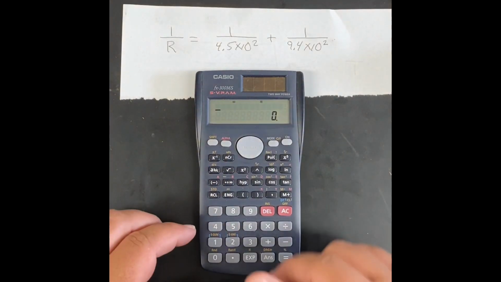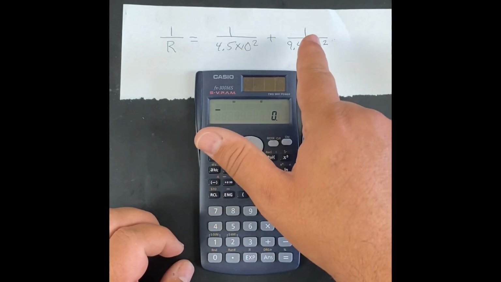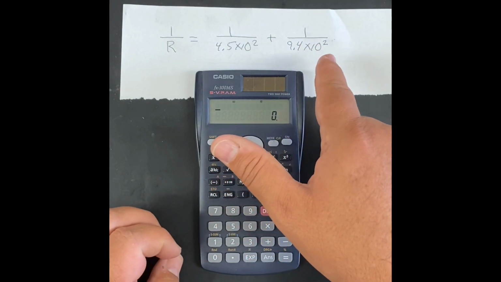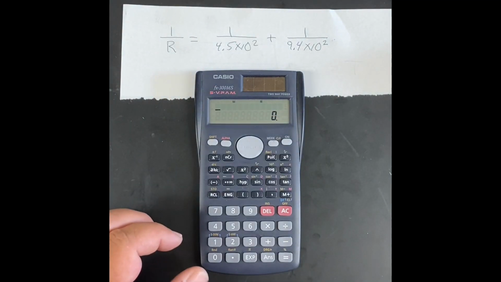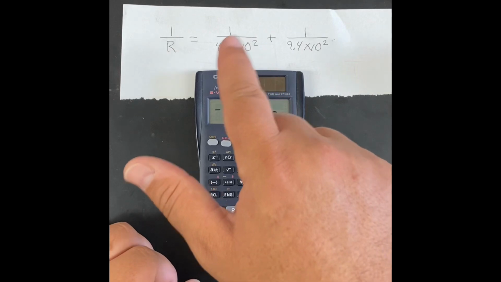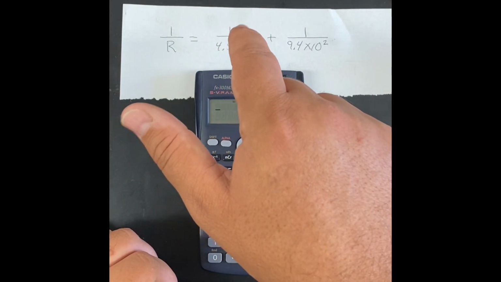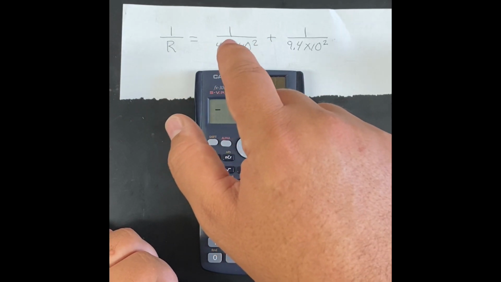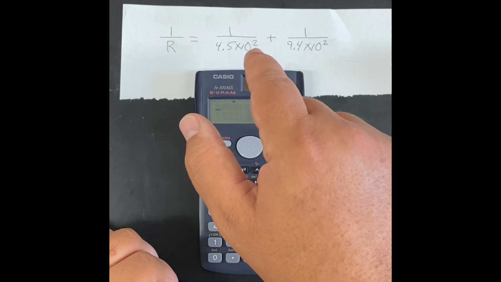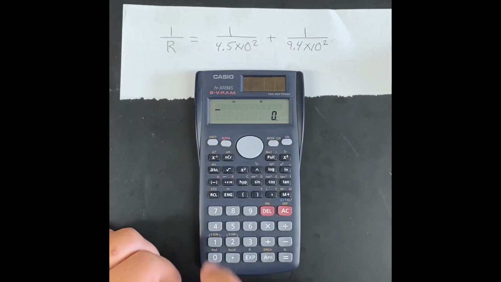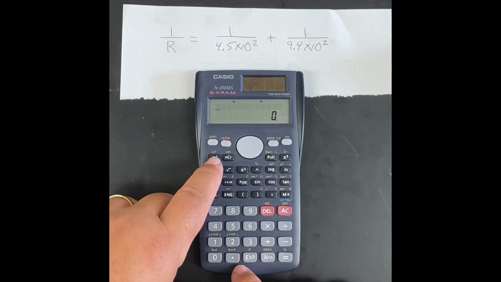In letter D, we have 1 over 4.5 times 10 to the 2 plus 1 over 9.4 times 10 to the 2, and then we have to take the inverse of that sum. Well, here's how we're going to do this one. We're going to rewrite this in the calculator as 4.5 times 10 to the 2 inverse. In other words, we're going to use the inverse key because the inverse of 4.5 times 10 to the 2 is 1 over 4.5 times 10 to the 2. So we're going to press the inverse button. On that calculator, it's x to the negative 1.